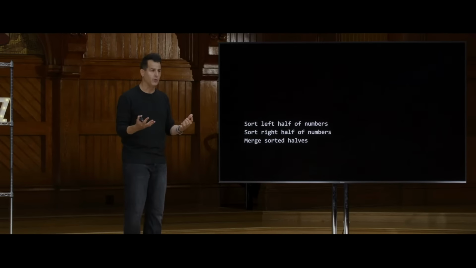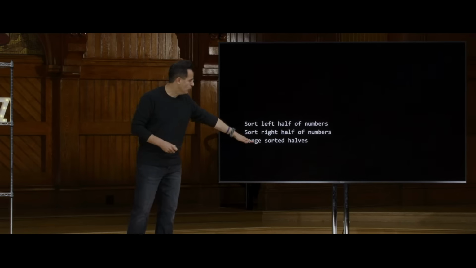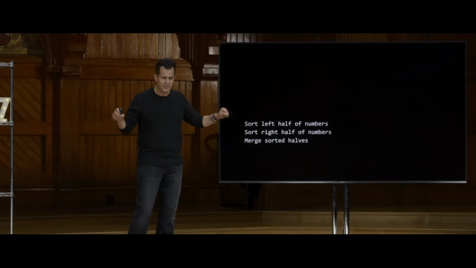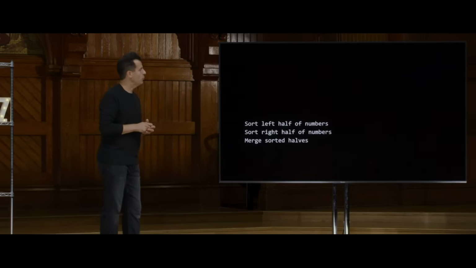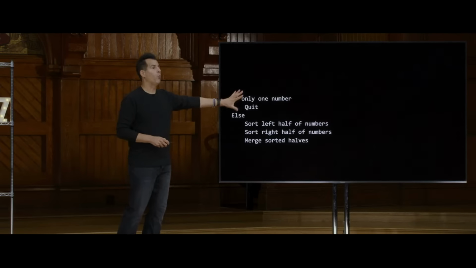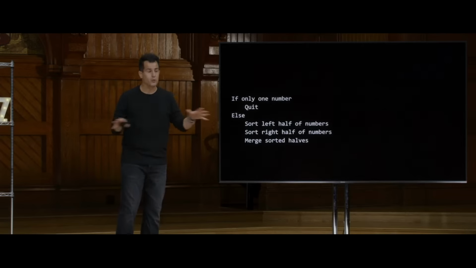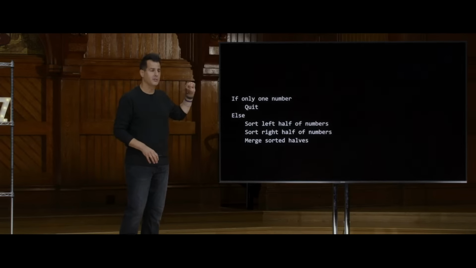It's like someone being difficult. And yet, implicit in this third line is apparently some magic. This notion of merging halves that are somehow already sorted is actually going to yield a successful result. As an aside, we're actually going to need one base case here, too. So if you're only given one number, you might as well quit right away, because there's nothing to do. So we'll toss that in there as well.